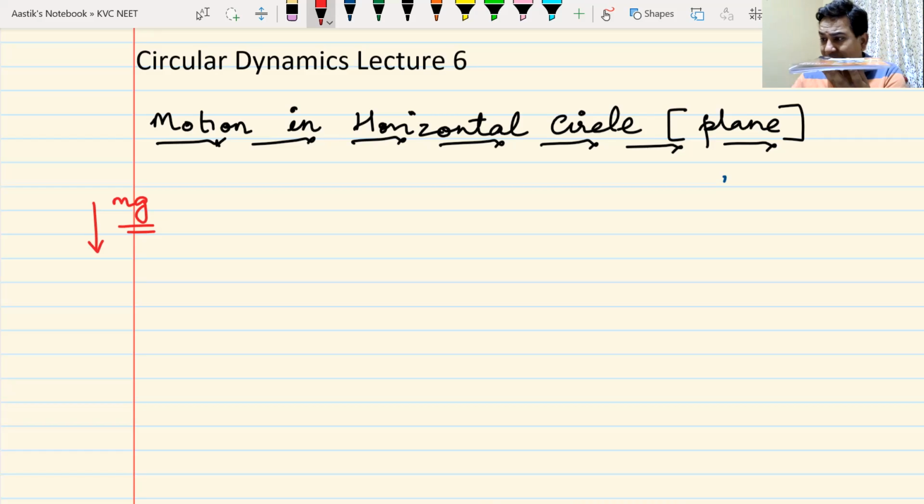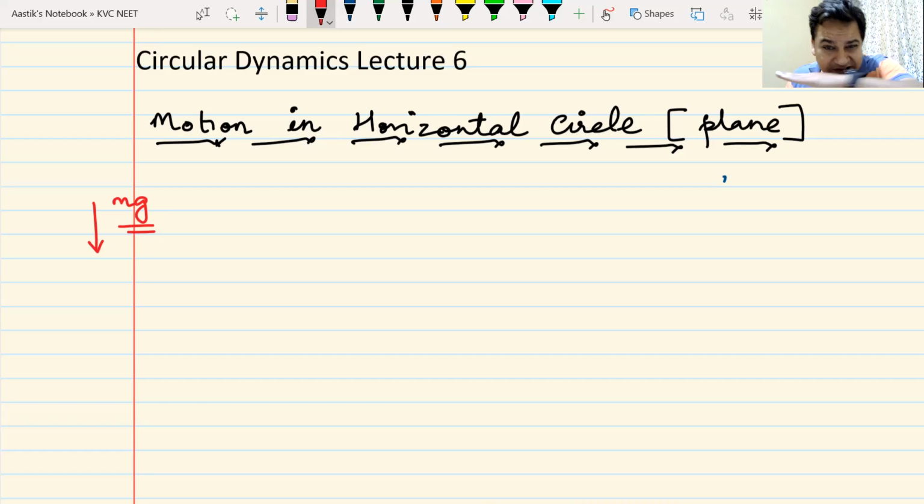So any motion which is happening on the ground in a circular path is an example of motion in a horizontal circle. If this is a book and a small block is moving on this book like this, I hope you can all see this. This is motion in a horizontal circle. A car or your cycle or your bike turning on a curved road, that is motion in a horizontal circle or motion in a horizontal plane.